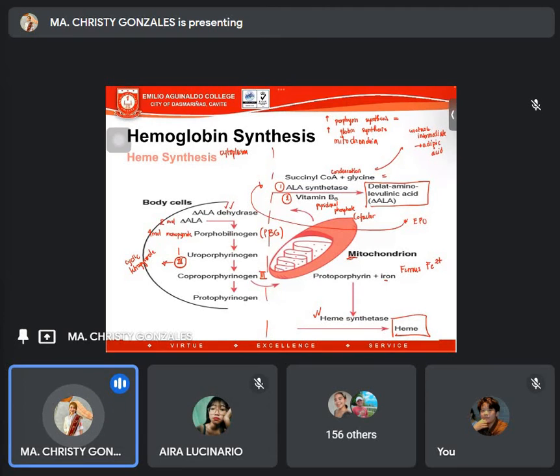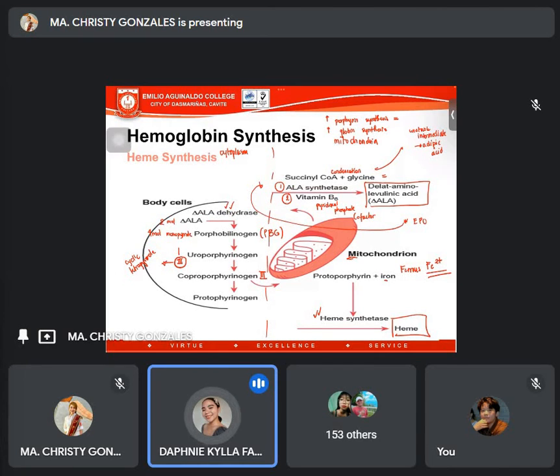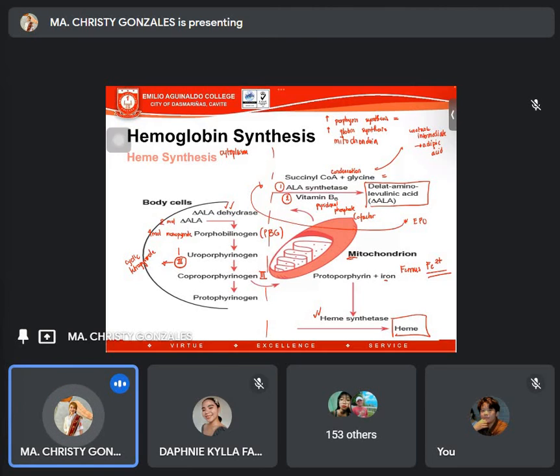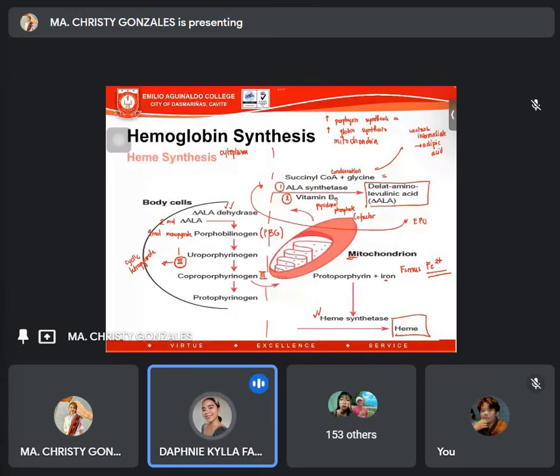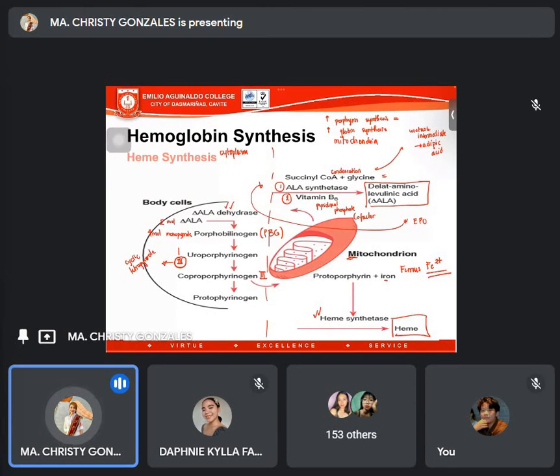Bakit, ma'am, hindi iron? Because we don't synthesize iron. We don't synthesize iron, right? Because iron is only recycled in our body. So most of it will come from, saan karamihan galing ang iron? Senescent RBC po ba? And when you say senescent RBC, those are? Ano mga senescent RBC? Aging. Okay. Aging RBC. Correct. Aging, old RBC, aged RBC.